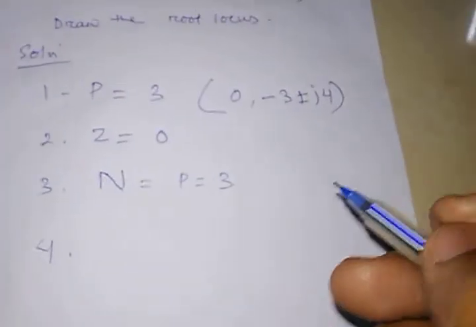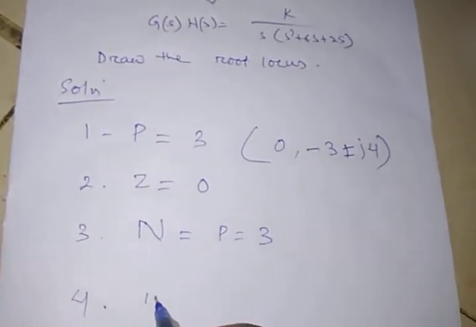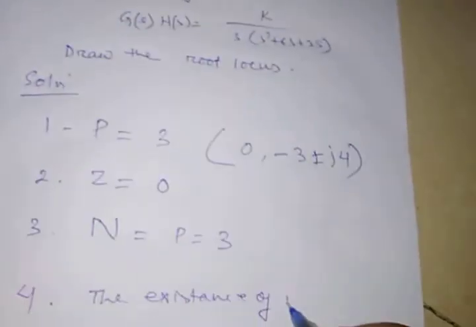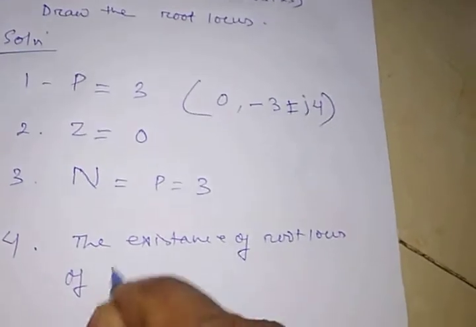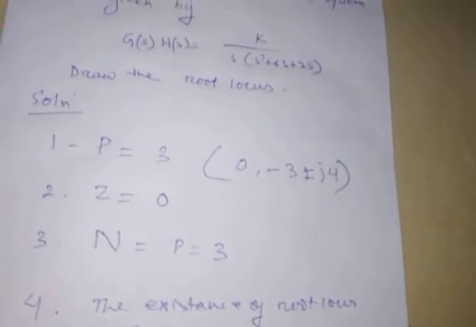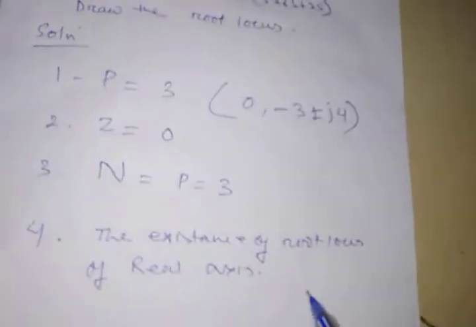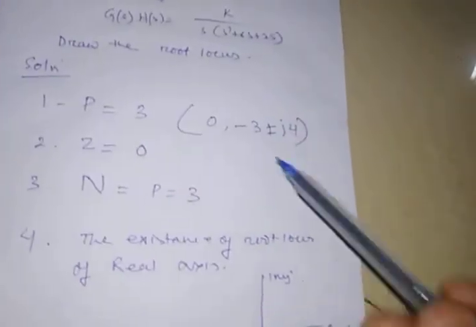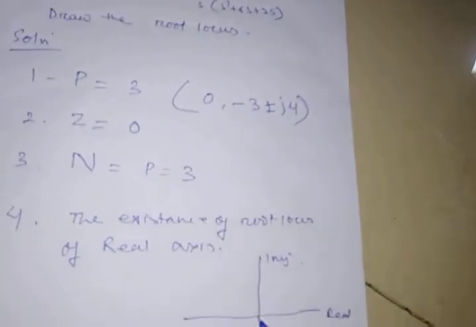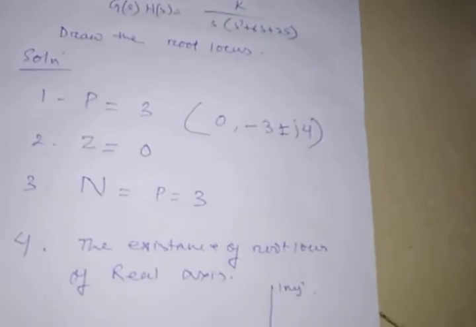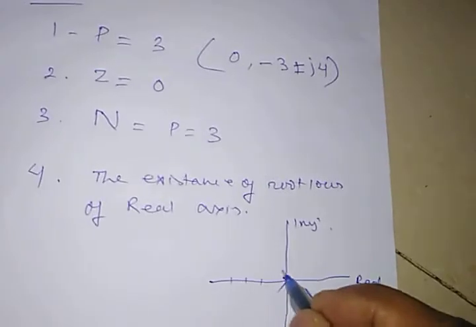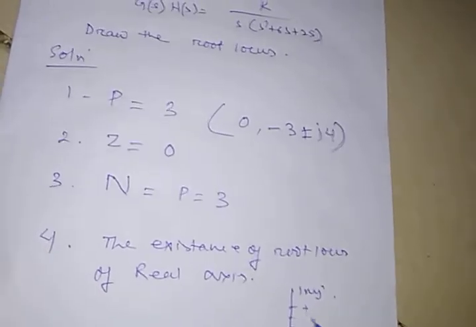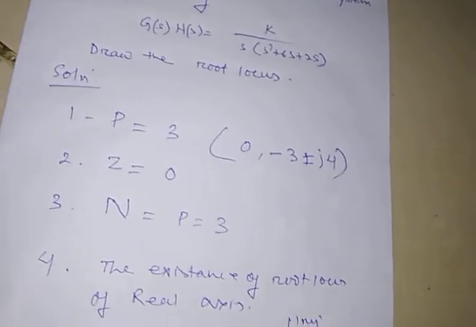Then point number 4 states the existence of root locus on the real axis. This is the heading of point number 4, and for this we have to draw a rough s plane. This is the real axis, this is the imaginary axis, and here we have to mark the poles and zeros. Since only poles are there, we have to mark the poles. One pole is present at the origin, and for the other poles we do the common marking. This is -3, this is +j4 and -j4. So the poles are here.